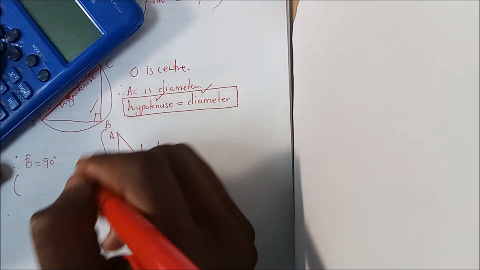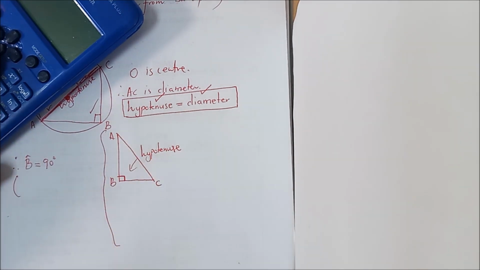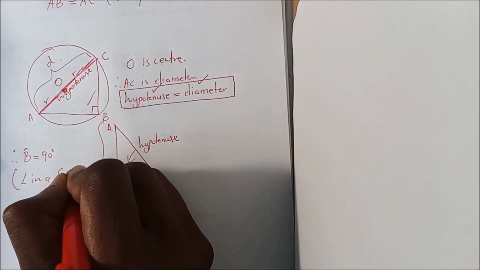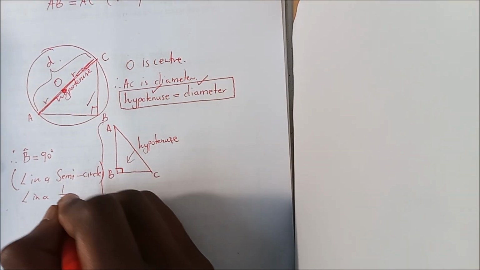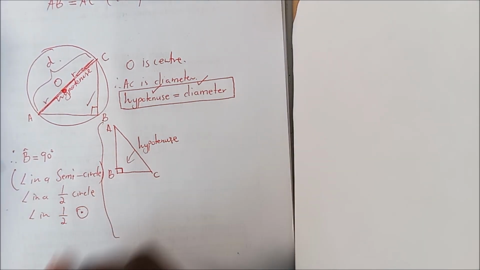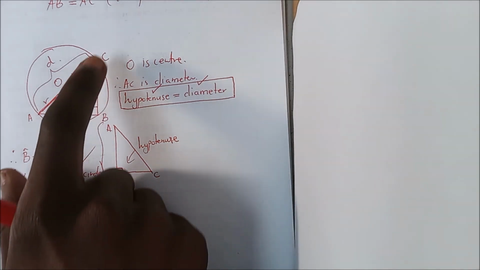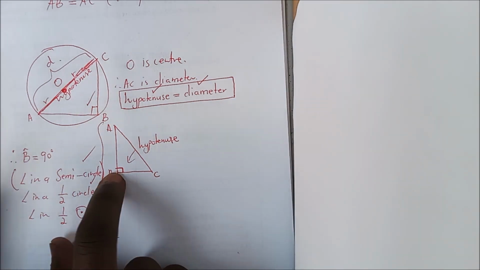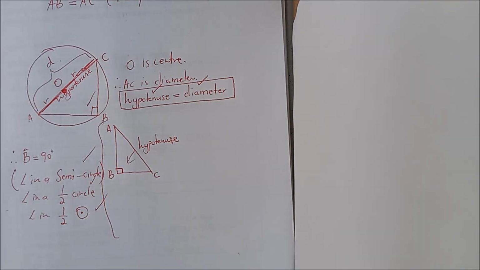So this angle that is 90 degrees, where do you find it? You find it in a semicircle, or in a half of a circle. So the reason here will be angle in a semicircle, or you can say angle in a half circle. Three of them are correct. So the idea: diameter and hypotenuse are the same thing, locate that 90 degrees, say B equals 90, then give your reason, and then you are safe.